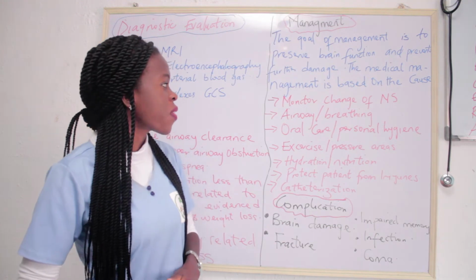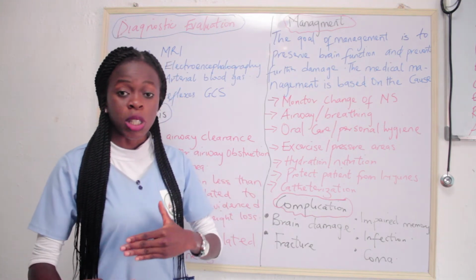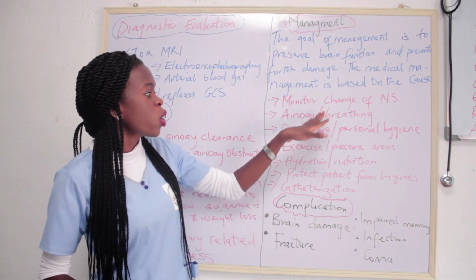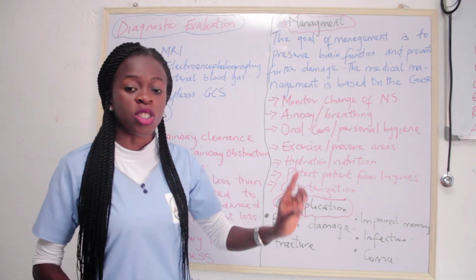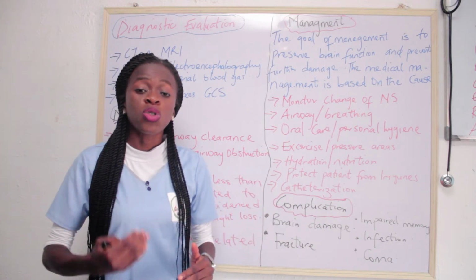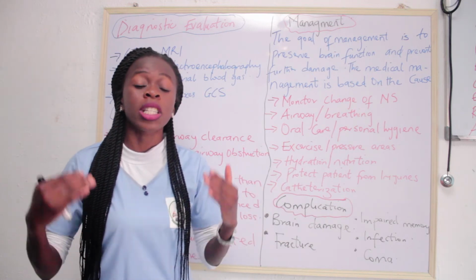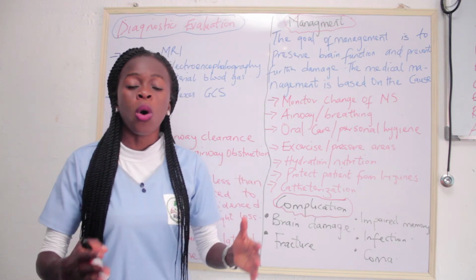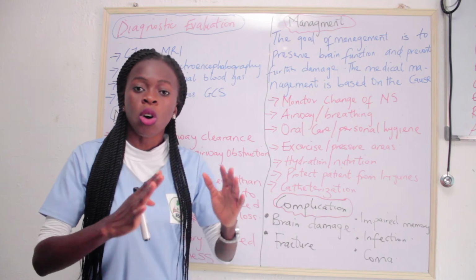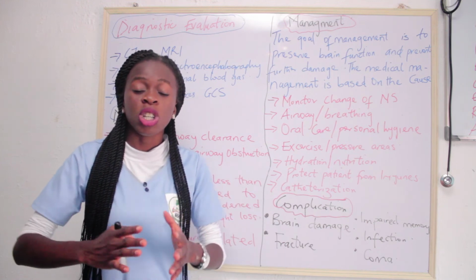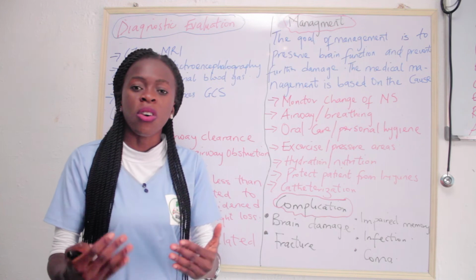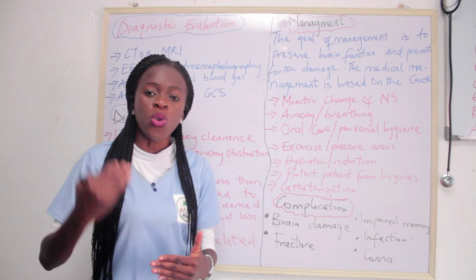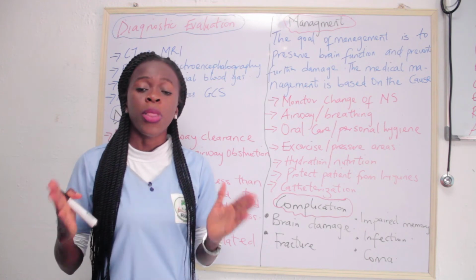Then the other one we have here is, in terms of your nursing responsibility now, how to manage this patient properly. The first we have here is to monitor change of CNS, neurological status. You have to monitor this patient's neurological status regularly using Glasgow Coma Scale to know, oh, is this patient's level of consciousness coming down? Is this patient's level of consciousness going up? Is my patient recovering, or is my patient going into coma? So you have to monitor the neurological status of the patient.